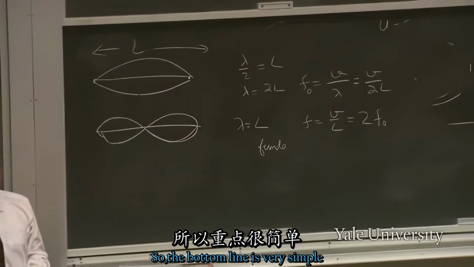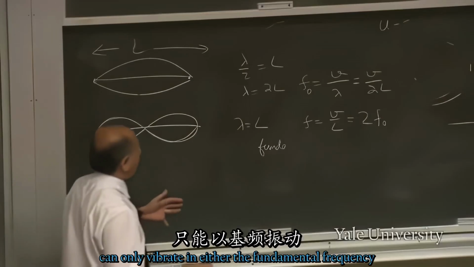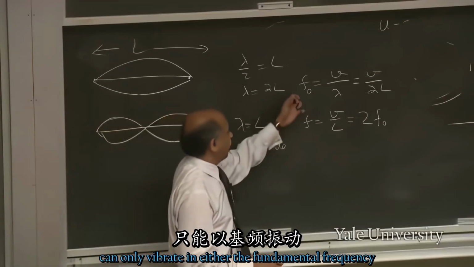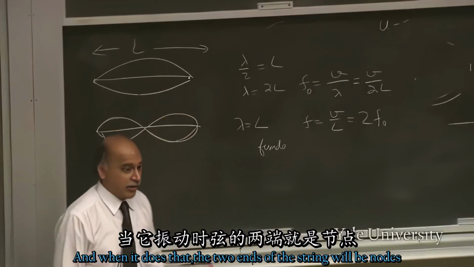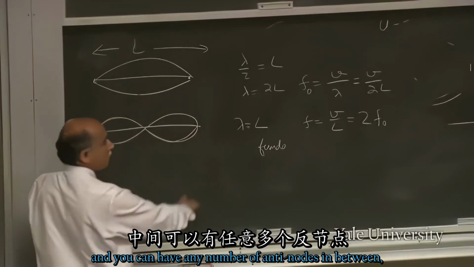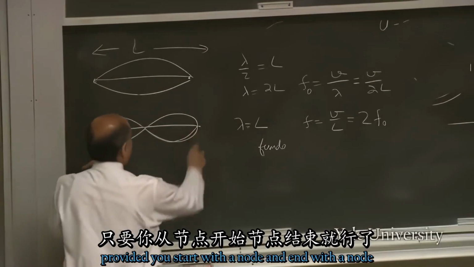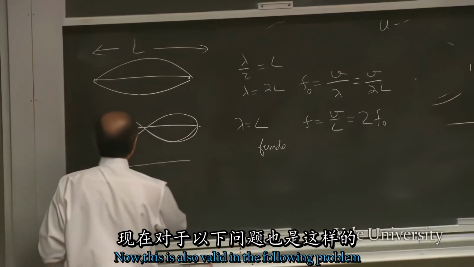So the bottom line is very simple. A string clamped at two ends and has length L can only vibrate in either the fundamental frequency or an integer multiple of the fundamental frequency. And when it does that, the two ends of the string will be nodes, and you can have any number of antinodes in between, provided you start with a node and end with a node. Now this is also valid in the following problem.